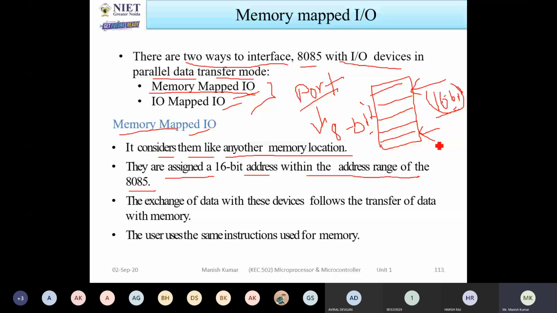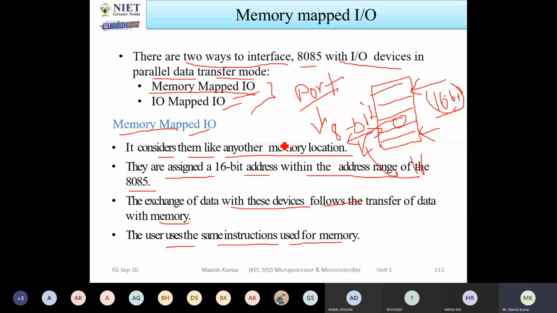So the exchange of data with these devices follows the transfer of data with memory. The user uses the same instructions used for memory. Now what will happen if you want to transfer the data from this location? Let us consider. You need this location address that is of 16 bits. But if you are using input output mapped, then this address is of 8 bits. That is the difference.